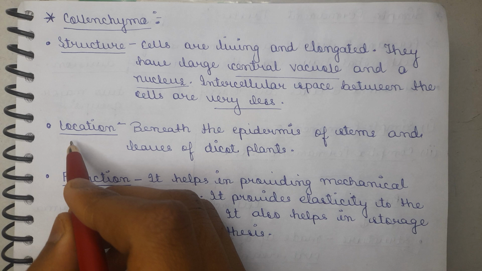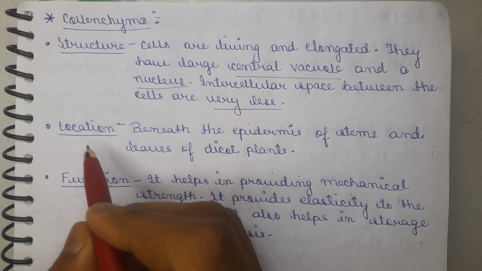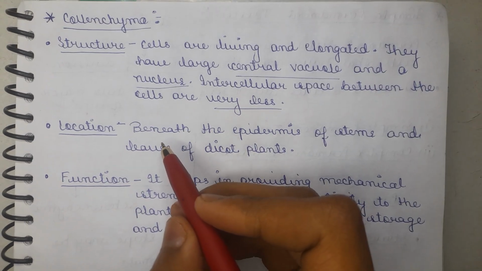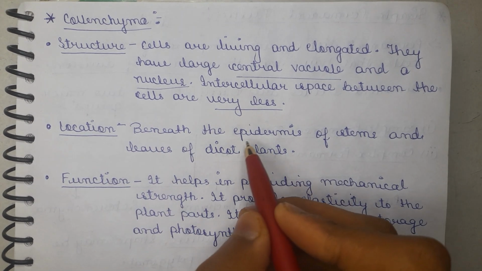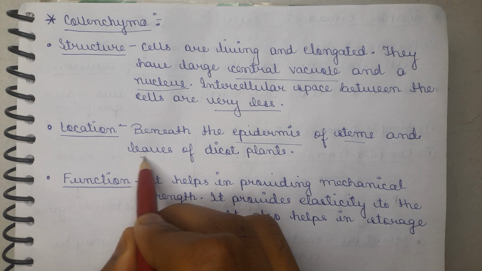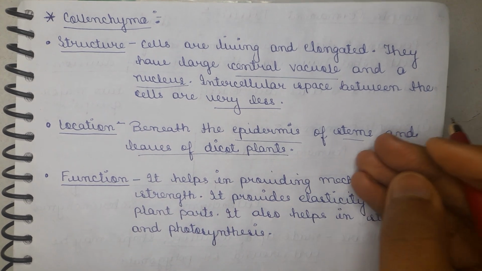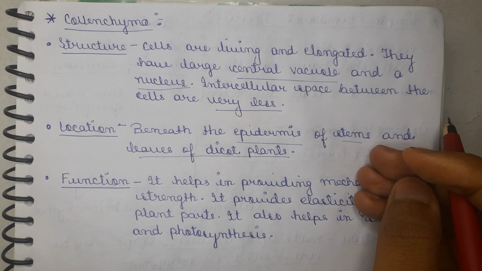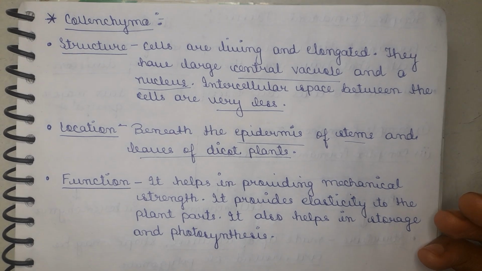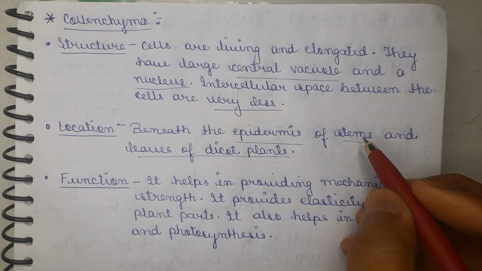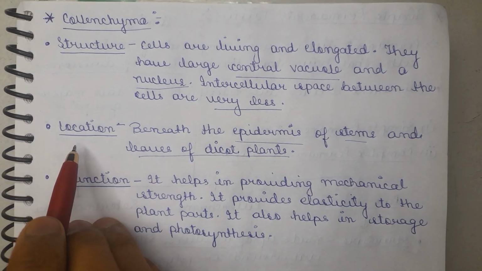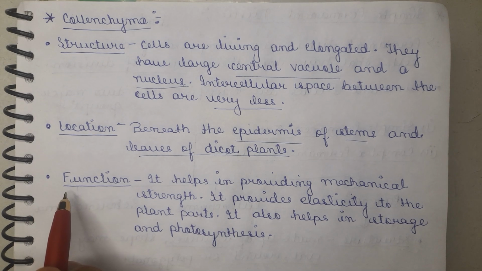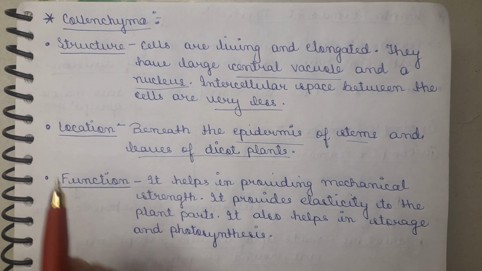Now if we talk about the location where it exists in the plant, it is basically located beneath the epidermis of the stems and the leaves of dicot plants. Basically it is present inside the skin of a stem. If we remove the upper layer of the stem, then the collenchyma tissue will appear, or we will be able to look at it.